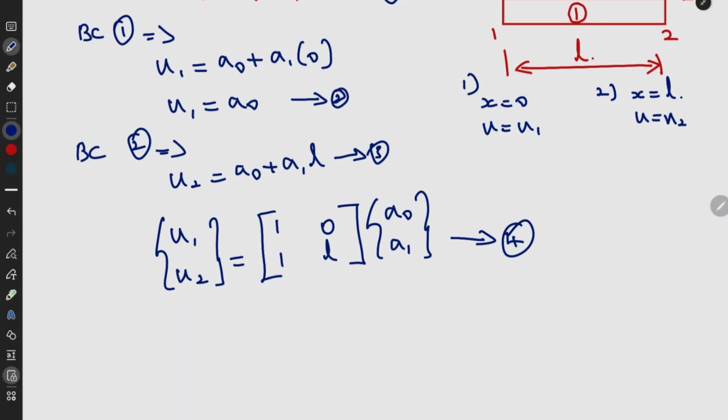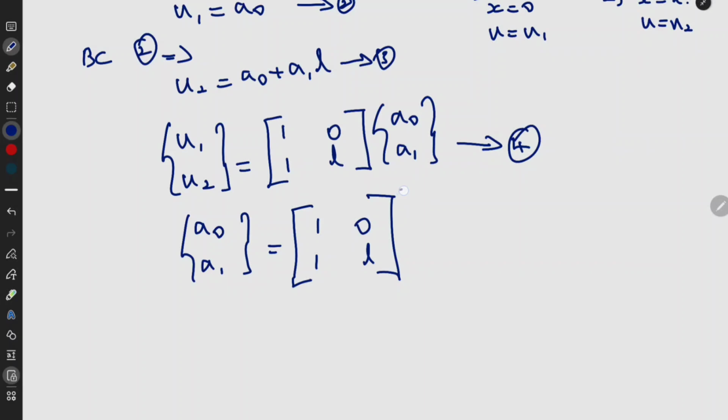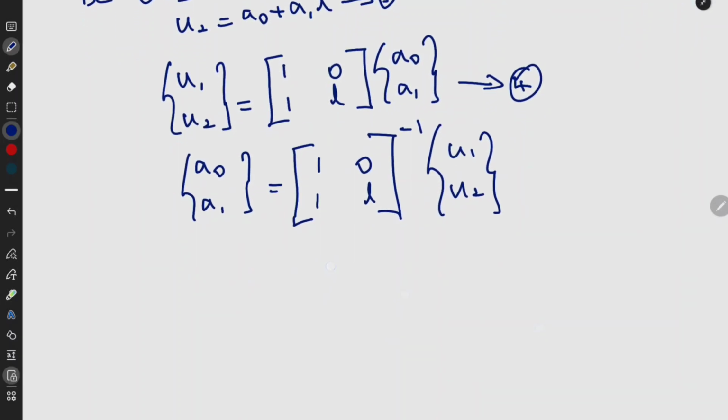My objective in this derivation is to find out the values of a0 and a1 so that I can find the shape function. So I am going to keep a0 and a1 on the left side and move this matrix 1, 0 and 1, L to the opposite side, so it becomes an inverse matrix. Fine. Next I am going to find out the values of a0 and a1.